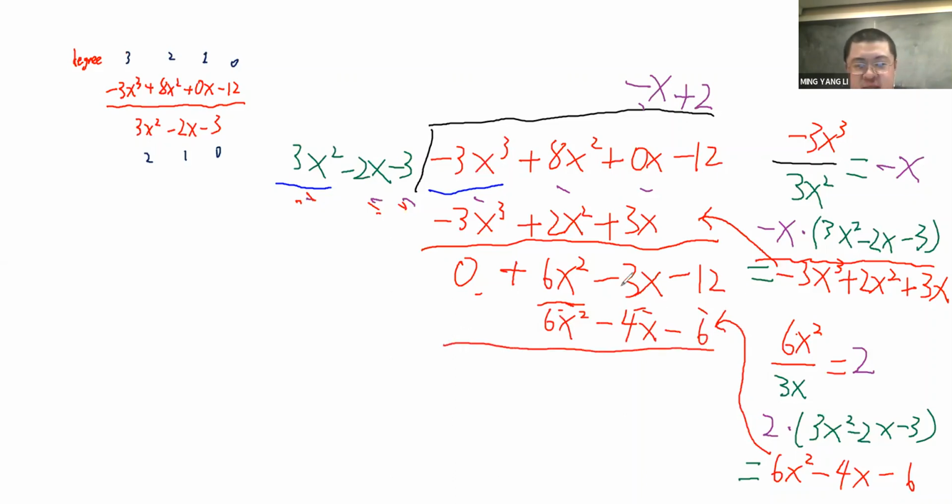Do the subtraction: 6x squared minus 6x squared got 0. Negative 3 minus negative 4 is negative 3 plus positive 4, so it is 1 positive. And then x, so negative 12 minus negative 6 is negative 12 plus 6, which is negative 6.